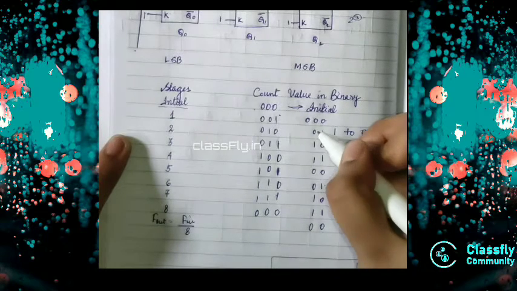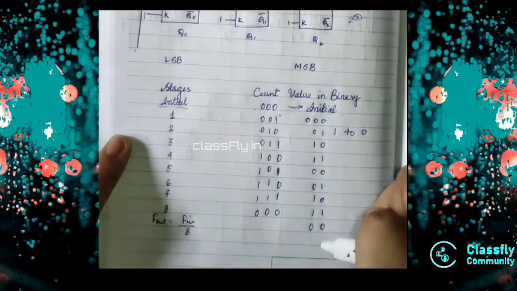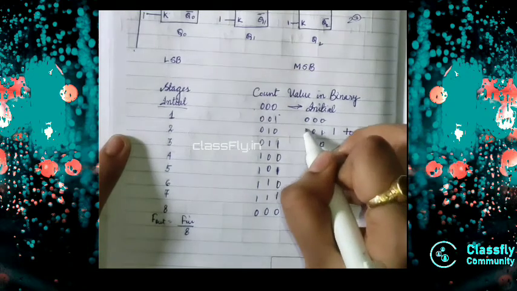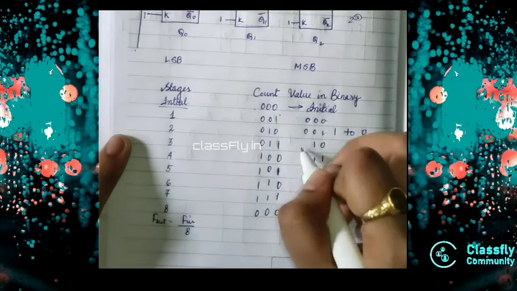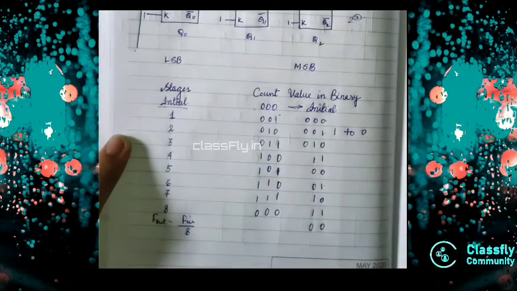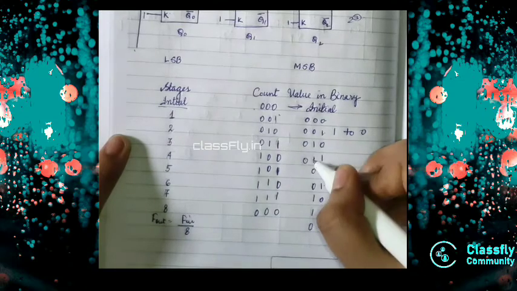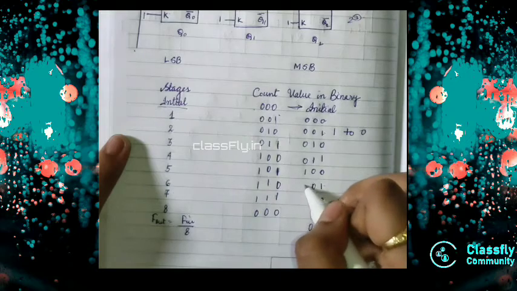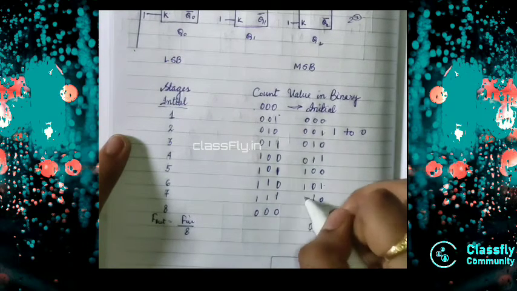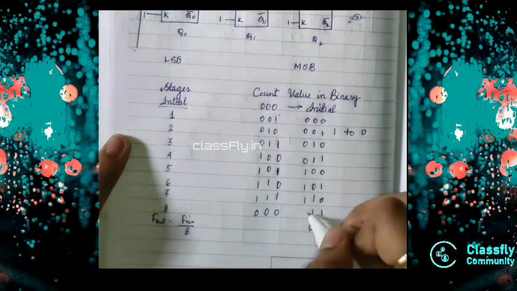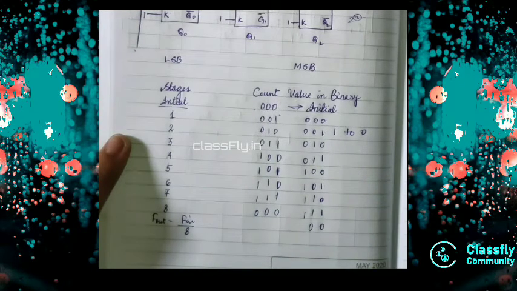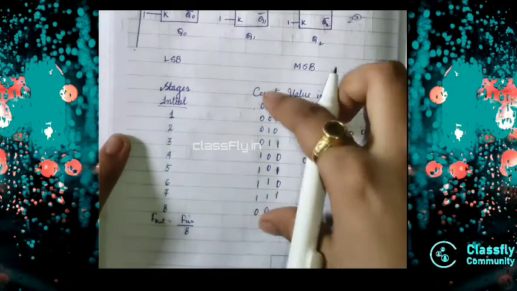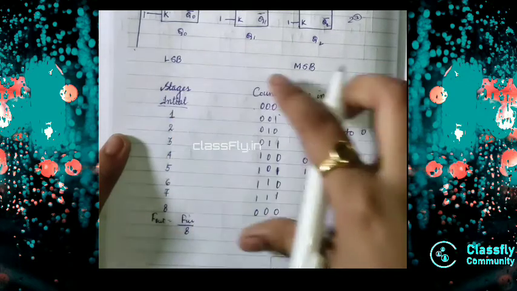Now I will shift to this row. From 0 to 0 there will be no change, so 0. From 0 to 1 no change, so 0. From 1 to 1 no change, so 0. From 1 to 0 there will be a change, so 1. From 0 to 0 no change, so 1. From 0 to 1 no change, so 1. From 1 to 1 no change, so 1. From 1 to 0 there will be a change, so it will be 0. So you can see how I made the count value in binary in the following stages.